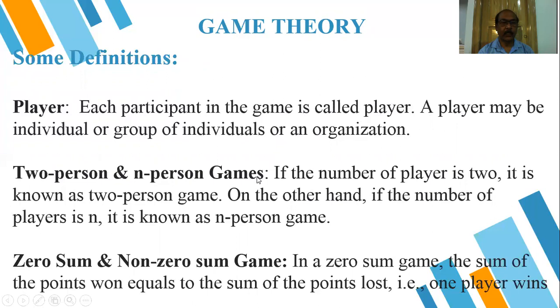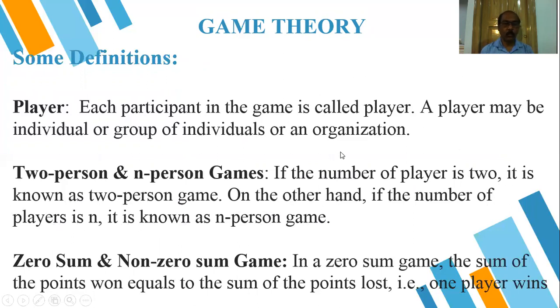Two-person and n-person game. If in the competitive game there are only 2 players, then it is called a two-person game. If there are n persons in the competitive game, then it is called an n-person game. If the number of players is 2, it is known as a two-person game. On the other hand, if the number of players is n, it is known as an n-person game.